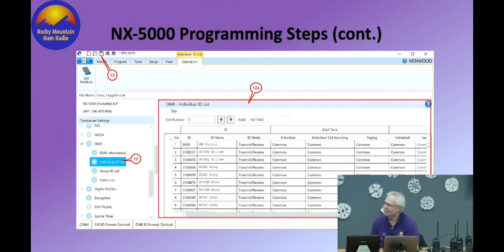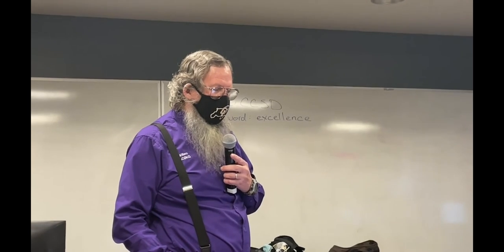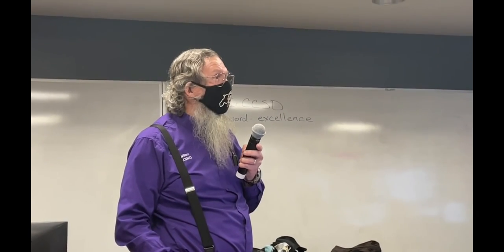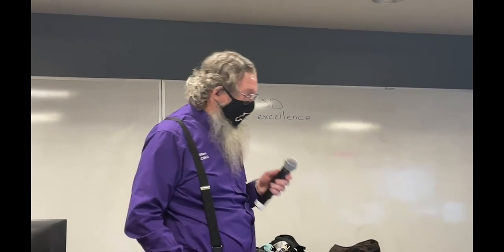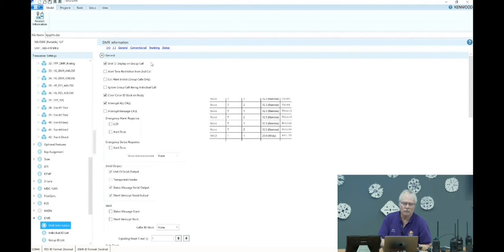I'll use Mike's doctrine a lot of different times through this. It defaults to the right thing, so you don't have to fool with those settings. Let me go down. These are under DMR. I will point out one thing here while I'm live. On the DMR information on the 5000, the very top item, where it says unit ID display or group call, you need to check that if you want your radio to pick something out of your individual ID and show it on the display. So that's one thing you'll need to click to make that happen.